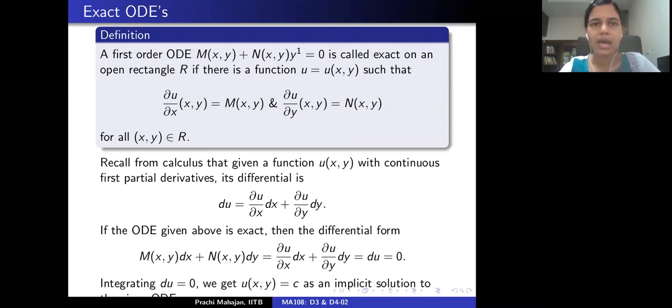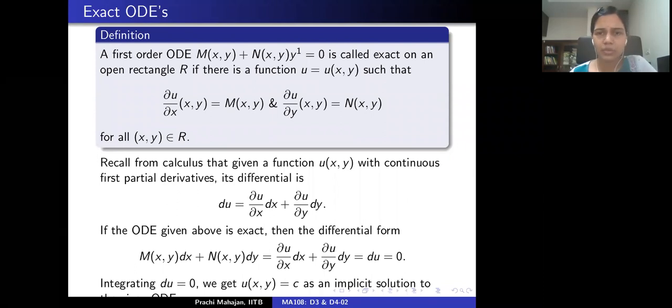Okay. Now, the first thing is that you are given an exact ODE, which means that there is a function u of two variables such that the partial derivative of u with respect to x is M and the partial derivative of u with respect to y is N. Now, the upshot of what is written here is the following. If there is an exact first order ODE as defined here, then u(x,y) = c actually gives an implicit solution to this ODE, right? And how this is a solution is what I'm trying to justify here.